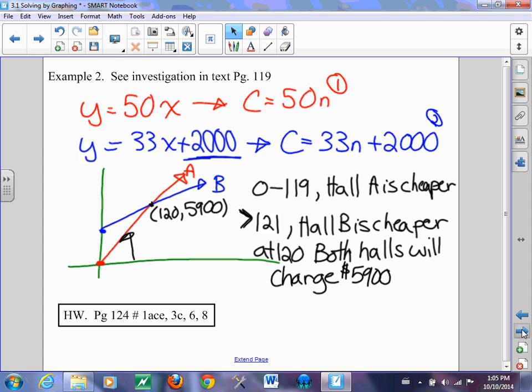All right, so I think I've talked enough, ladies and gentlemen. Here is method 1, which is solving by graphing. Here's your homework, folks: page 124, 1ACE, 3C, 6, and 8, and you will need actual line or graph paper to do your graphing on. Have a great day, folks, and see me if you need any help.